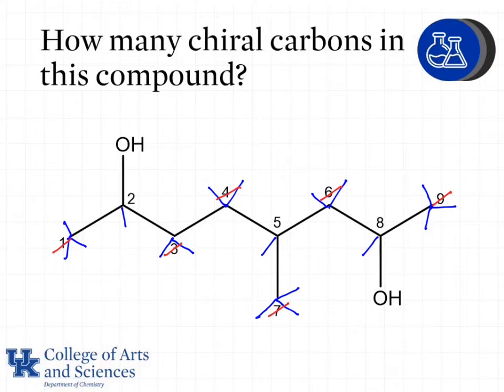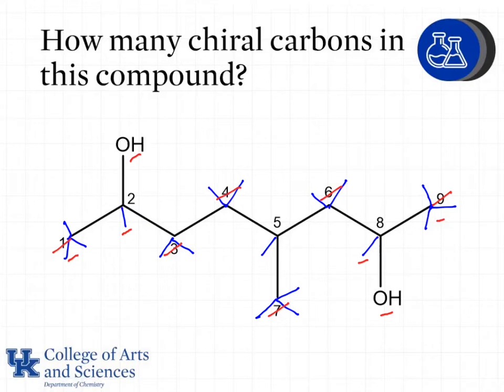Let's look first at carbon 2 and look at the groups attached. We have an OH group, a hydrogen group, a CH3, and the rest of the molecule to the right of carbon 2, so it has four unique groups attached, so carbon 2 would be chiral. Next, we're going to look at carbon 8, and we see we have a hydrogen group, a CH3 group, and an OH group, along with the rest of the molecule to the left of carbon 8 as its fourth group. So we see that carbon 8 is also chiral because it has four unique groups attached.